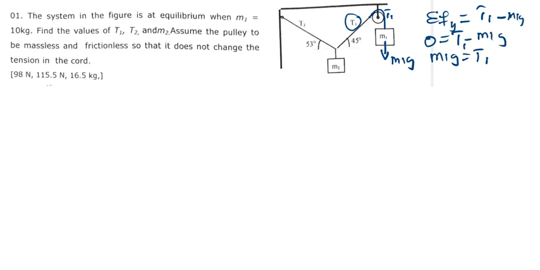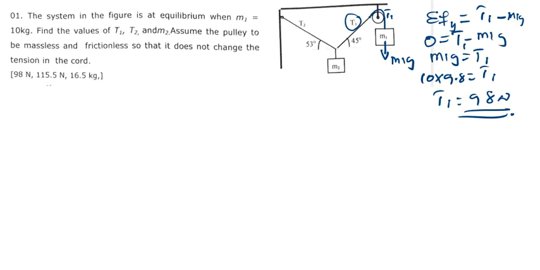So what is M1? M1 we have been told is 10. So I'll put 10 times 9.8 as G being equal to T1. So T1 will be equal to 98 newtons. So the question is find the values of T1, T2 and M2. Now we have T1. Now for me to find these remaining ones, I have to start working around the forces in x and at the same time the forces in y.